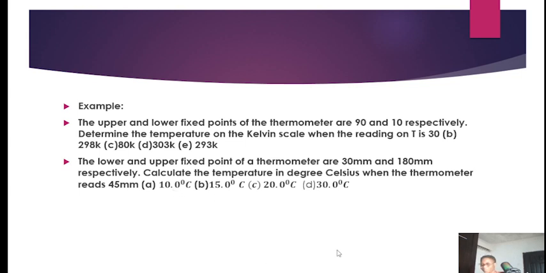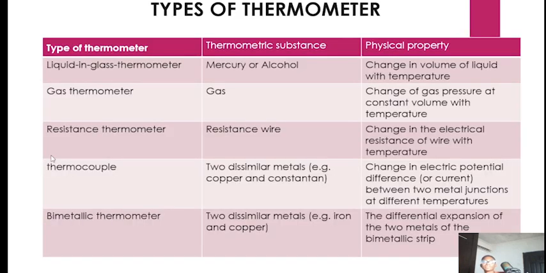So let's proceed. Types of thermometer. We have the liquid in glass thermometer. So what liquid are we talking about? We have mercury or alcohol. We can't use water because water is transparent. So the liquids we can use are mercury or alcohol. The physical property is the change in volume of the liquid with temperature. We also have the gas thermometer, and the substance that we use will be gas.